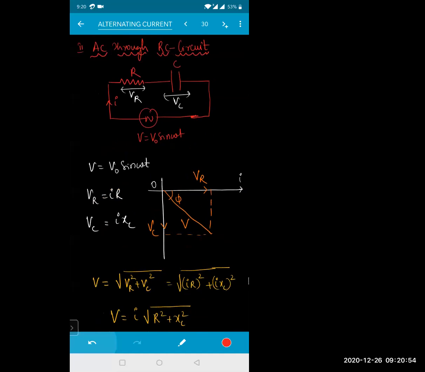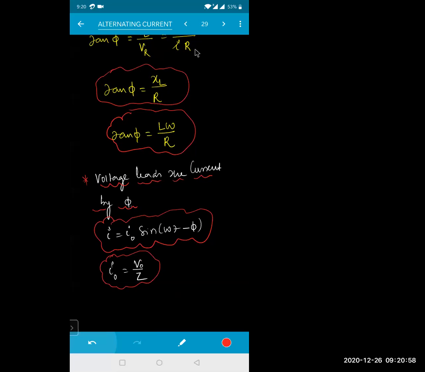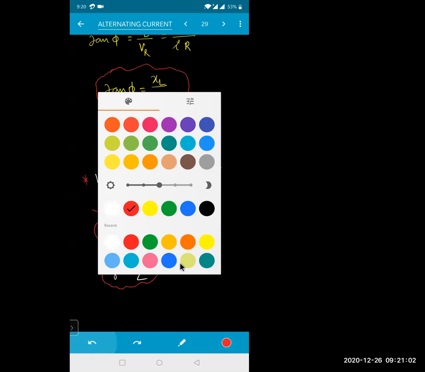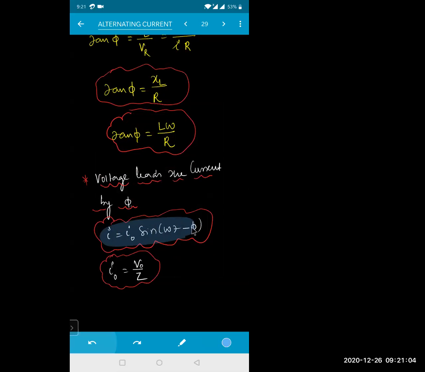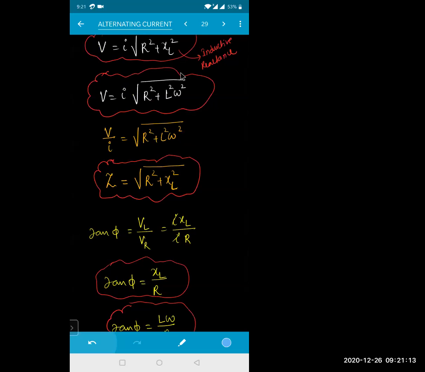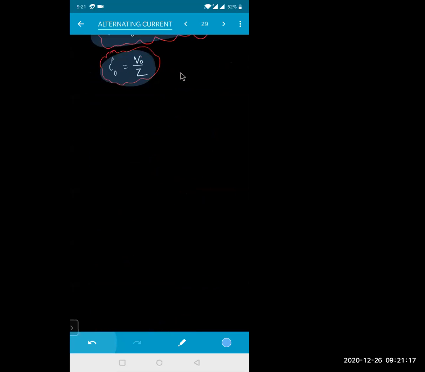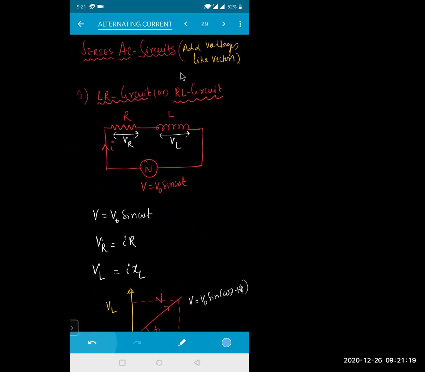Clear for everyone? In the previous case, the current was lagging. That one was the current I is equal to I naught sine omega t, where I naught is V by Z. So the voltage leads the current by phi, or else I can say the current is lagging in that given condition. Is it clear for everyone? Okay now.